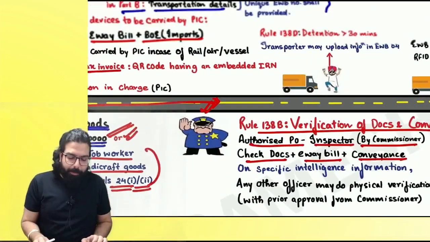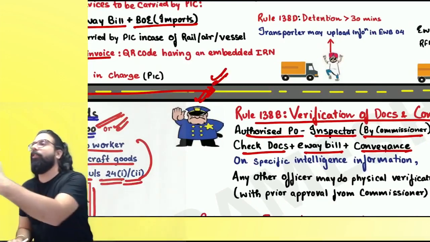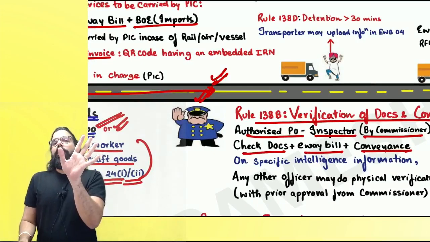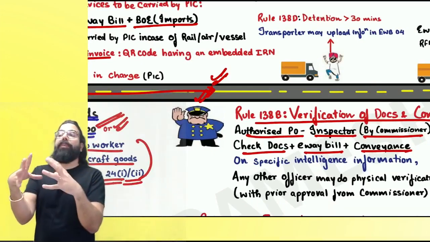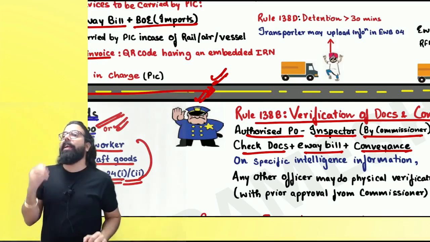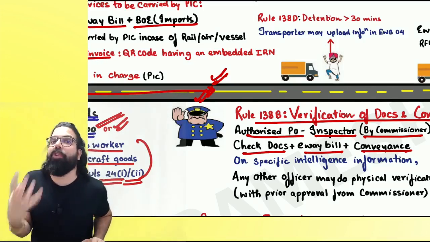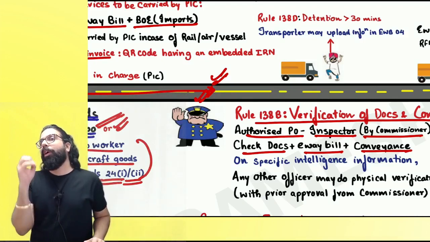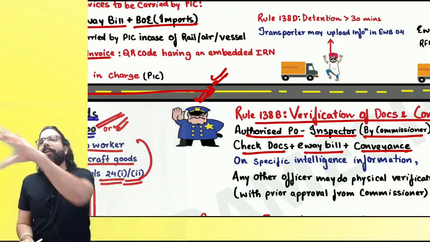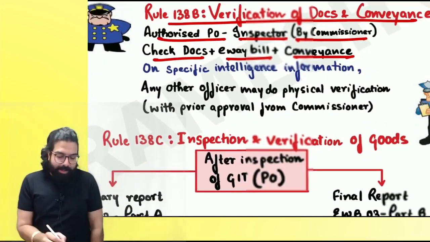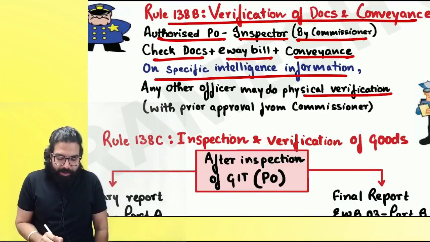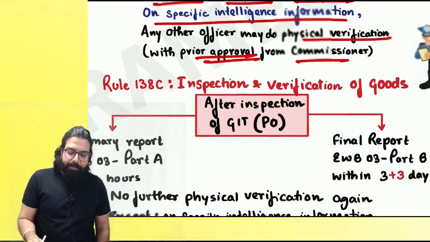And sir, always remember, supposing when you are going on the way and there is no inspector available, and there is specific intelligence information which the department has received that you are taking something suspicious, tax not paid, etc. on those goods, then they can get the checking done from any other officer who is authorized by the commissioner. It says on specific intelligence information, any officer can do the physical verification with prior approval from the commissioner.